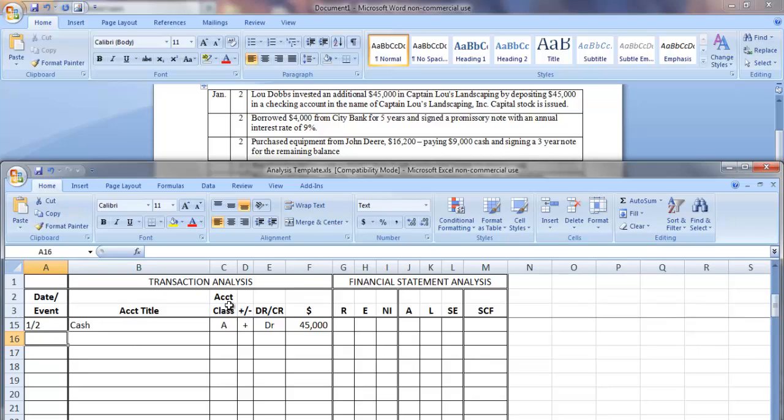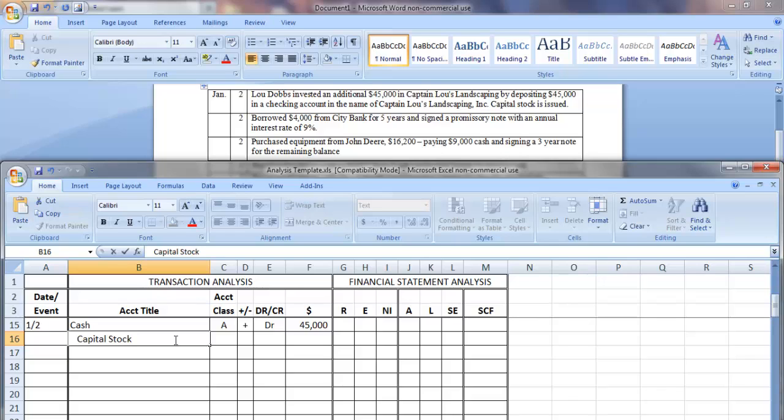Now we know every journal entry we book has to have at least two accounts because of our double entry accounting system that you read about in your textbook. So the second part of this transaction on January 2nd said capital stock is issued. So we know we need to credit capital stock. You might call that contributed capital. That's the phrase the book uses more often.